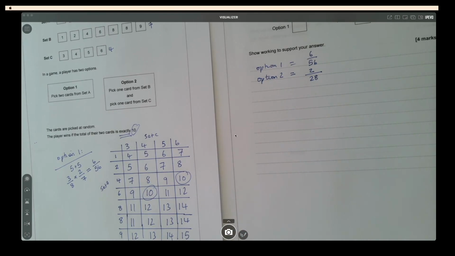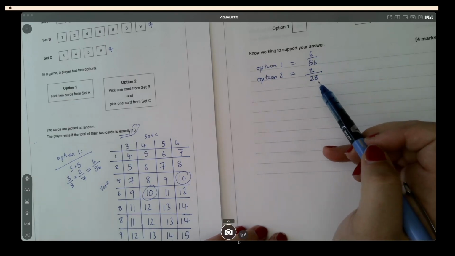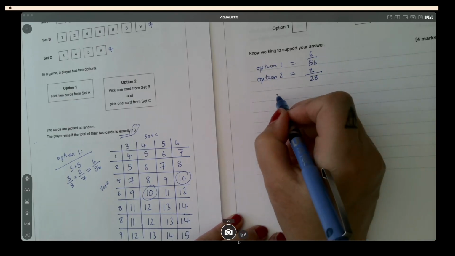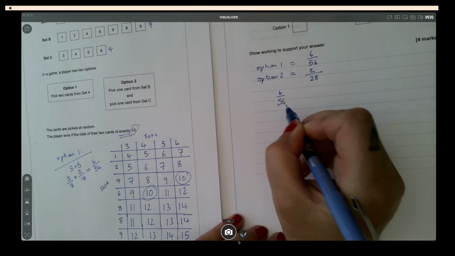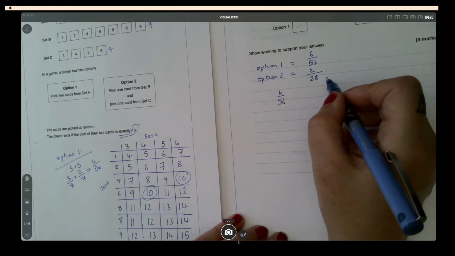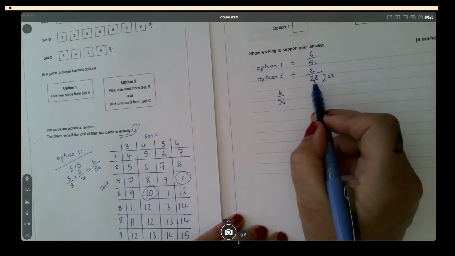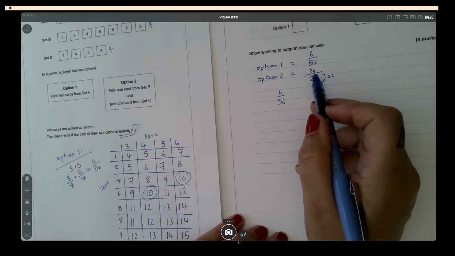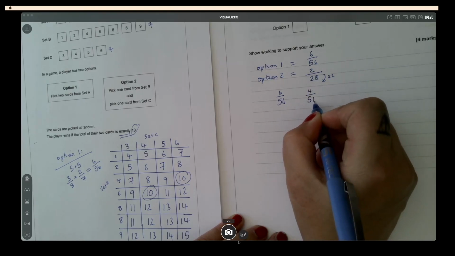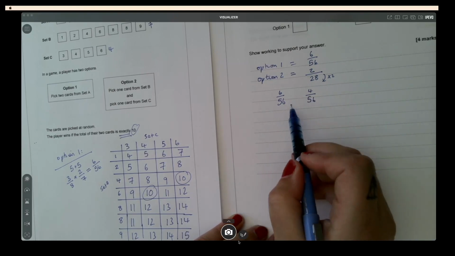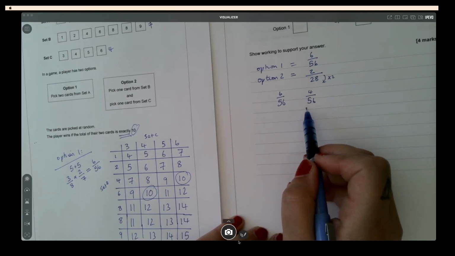Now what we need to do is compare these two values. So I've got a fraction out of 56 and a fraction out of 28. So for option 1 is 6 out of 56. Option 2, if I multiply that fraction by 2, 28 times 2 is 56. So that would give me 4 over 56. So now they have a common denominator. I'm able to compare them.